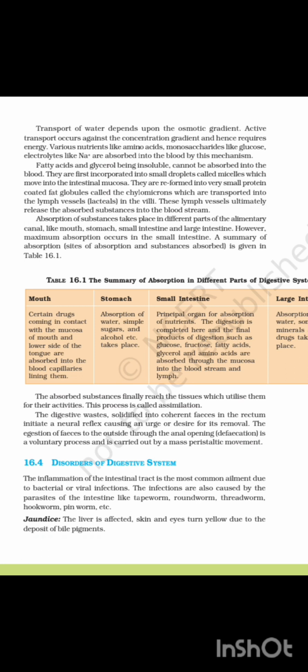16.4 Disorders of digestive system. The inflammation of the intestinal tract is the most common ailment due to bacterial or viral infection. The infections are also caused by the parasites of the intestine like tapeworm, roundworm, threadworm, hookworm, pinworm, etc. Jaundice: the liver is affected. Skin and eyes turn yellow due to the deposit of bile pigments.